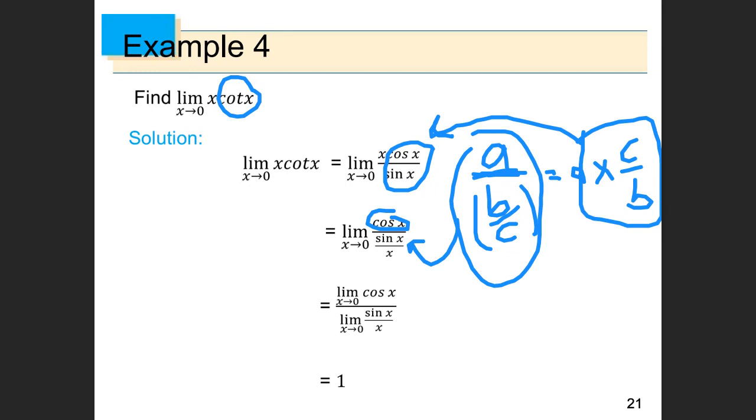And why do we manipulate it? Because we love to see sine x over x, because it's a special limit. We want to get to the special limit. This step here is just splitting the limit: take the limit of the top function divided by the limit of the bottom function. What's the limit as x tends to 0? Of course, cos of 0 is 1. So you get 1 divided by the special limit. Remember, this bottom one is the special limit, which equals 1. 1 over 1 is 1. There we go.